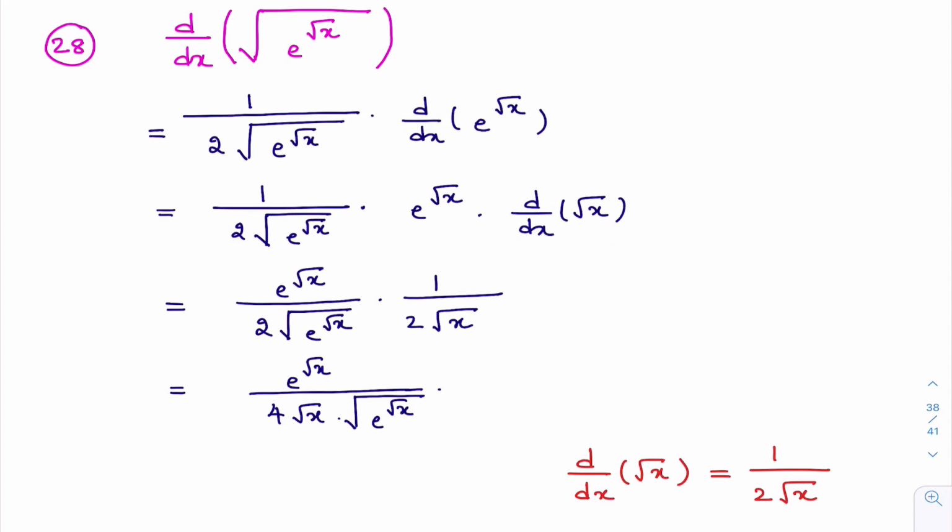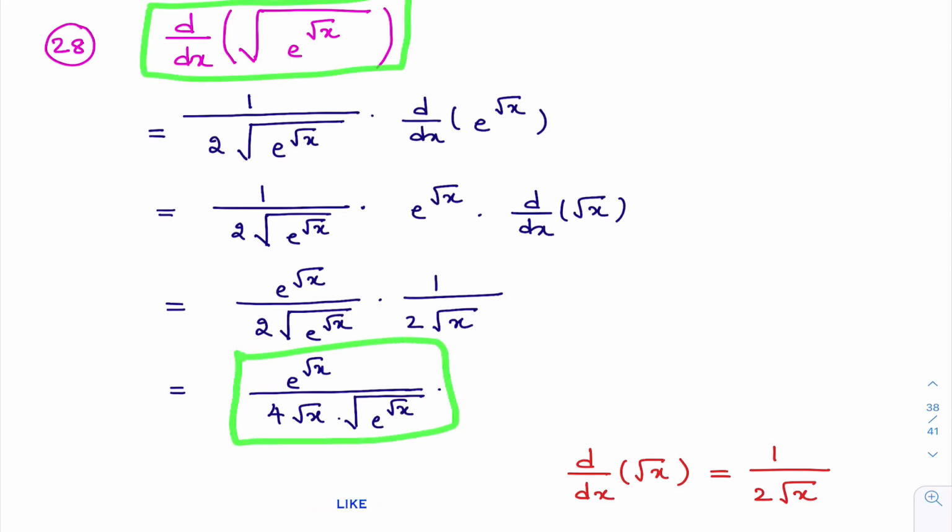Okay, further if I multiply these two terms, in the numerator I'll get e power root x. In the denominator 2 into 2 is 4 into root x. This root x I wrote here into square root of e power root x. Therefore derivative of square root of e power root x is e power root x divided by 4 root x into square root of e power root x.